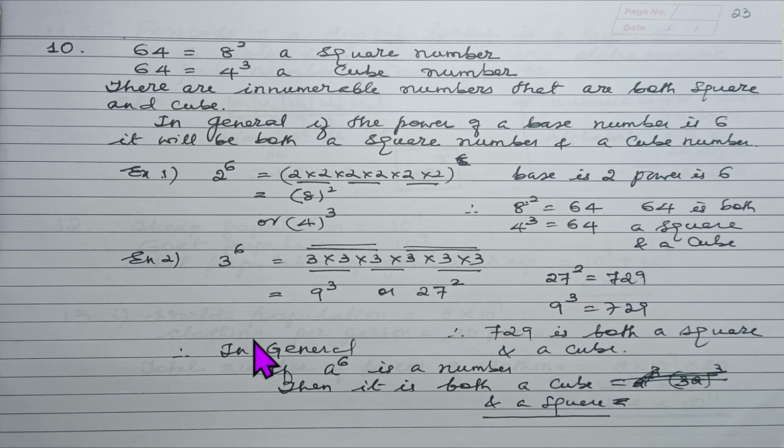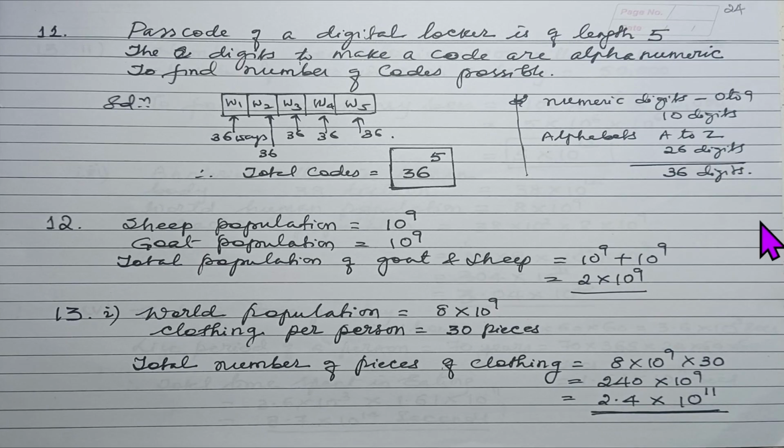So therefore remember, if a raised to 6 is a number, that means a is the base and its power is 6, then it can be written as a cube number as well as a square number. So please remember that. Now coming to the next example, the passcode of a digital locker is of length 5.